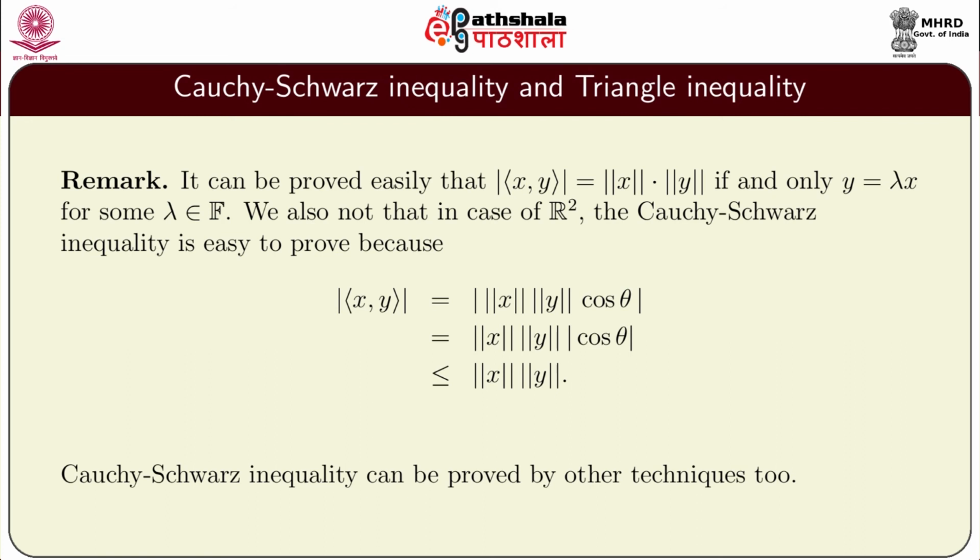A remark: it can be proved easily that modulus of inner product xy is norm of x times norm of y if and only if y is equal to lambda x for some lambda in the field F. In other words, the Cauchy-Schwarz inequality is in fact an equality if and only if y is a scalar times the vector x. This is not difficult to prove.